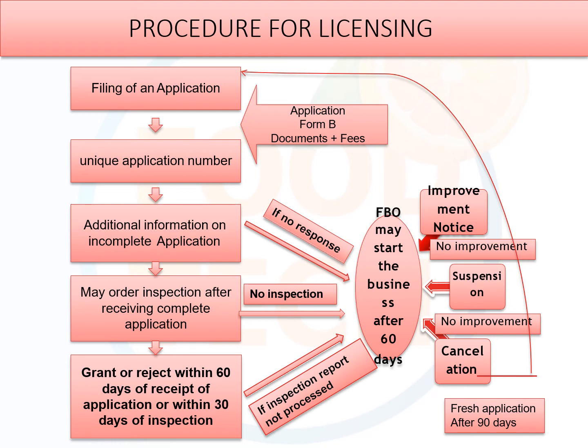And a fresh application, if it is cancelled, should be filed after 90 days. That is not counted like on the 61st day or 62nd day. It should be filed after completion of 90 days of the previous application. And then if it is cancelled, as I told you earlier, the procedure should be followed again from the first step, that is filling an application.